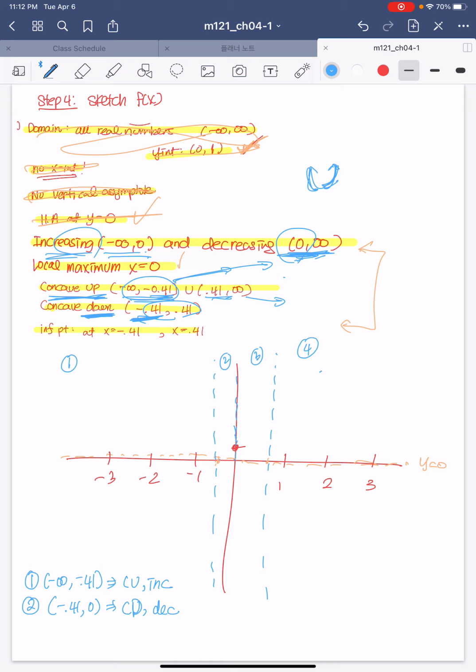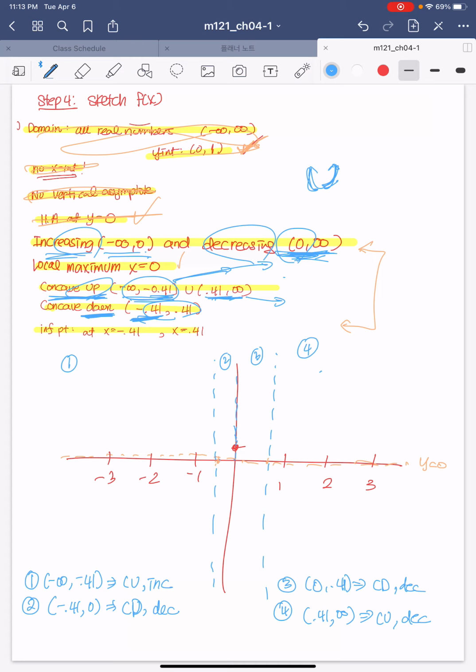Okay. Number 3, 0 to 0.41, we have concave down, and then it's past 0, so we have a decreasing, 0 to infinity. And finally, 0.41 to infinity, that's this part over here, concave up, and then decreasing. So how does it look?